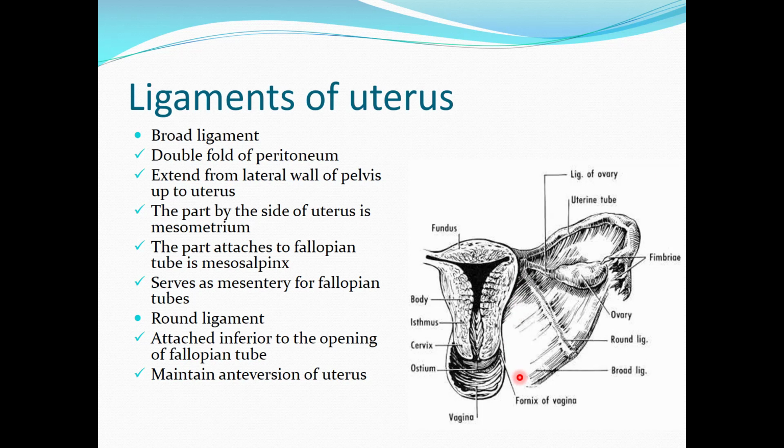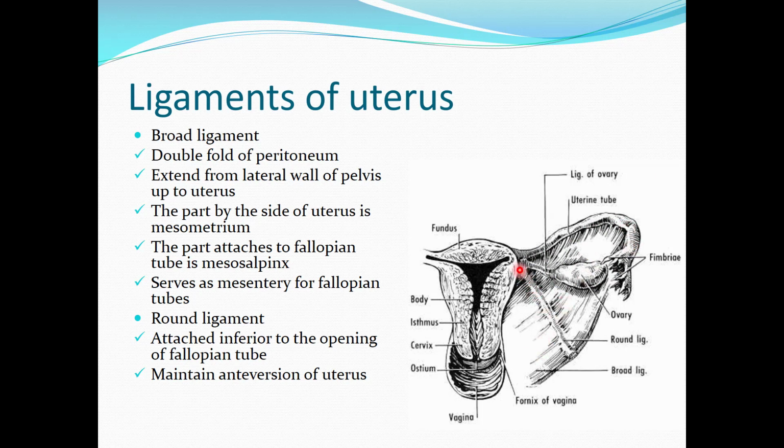Mesometrium is a part of the broad ligament, and the part which attaches the fallopian tube is called the mesosalpinx, that is the mesentery of the fallopian tube. The word salpinx means the fallopian tube. So the mesentery of the fallopian tube is called the mesosalpinx, and it is also part of the broad ligament. Then we have the mesovarium, that is the mesentery around the ovary, and it is also part of the broad ligament. Okay, so there are three mesenteries. One is mesometrium, one is mesovarium, and one is mesosalpinx. These are the parts of the broad ligament.